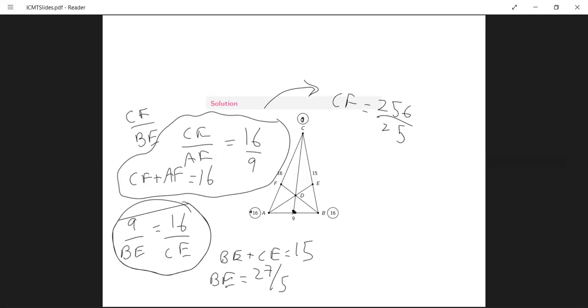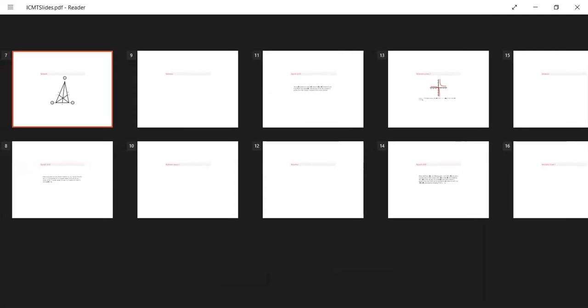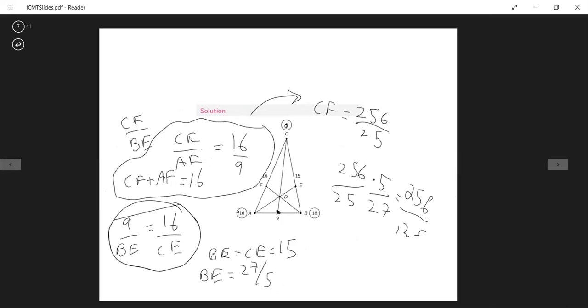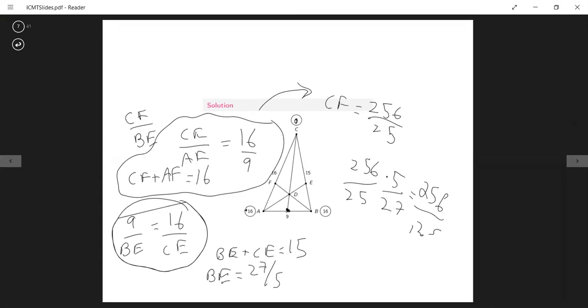So the ratio CF over BE is 256 over 25 times 5 over 27. And if you simplify this, this comes out to 256 over 135. So our answer is just 256 plus 135, or 391.